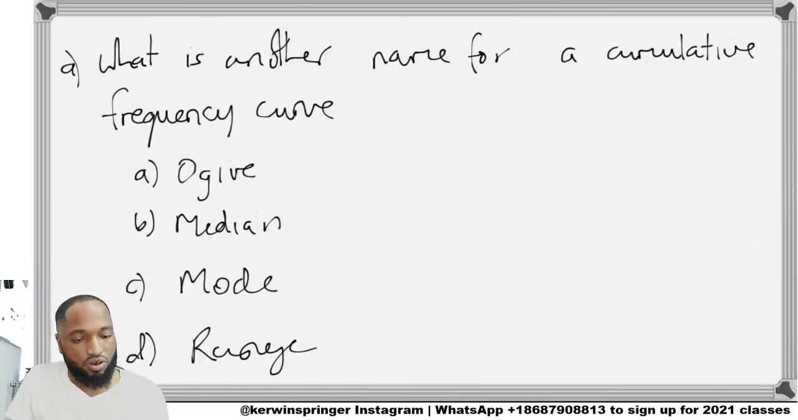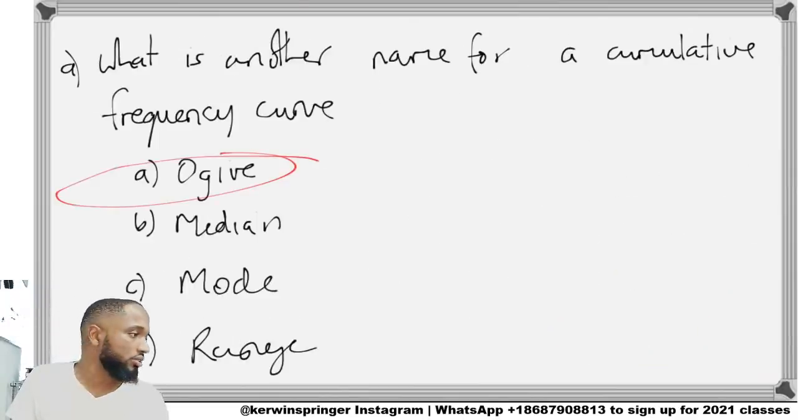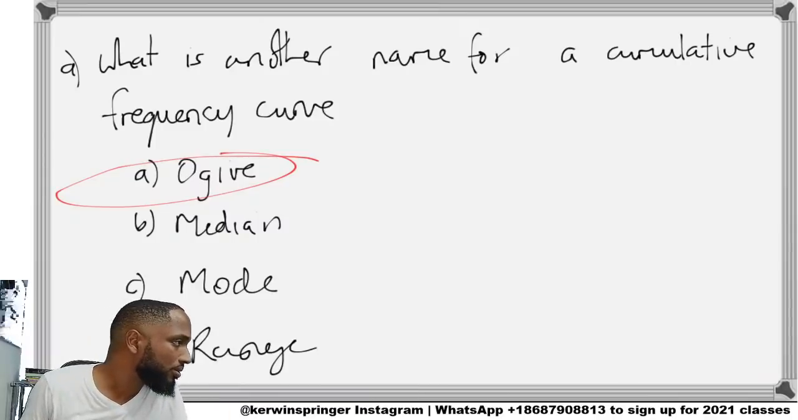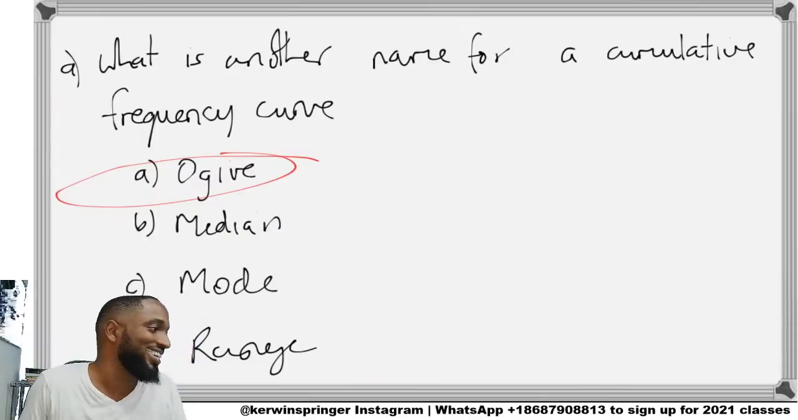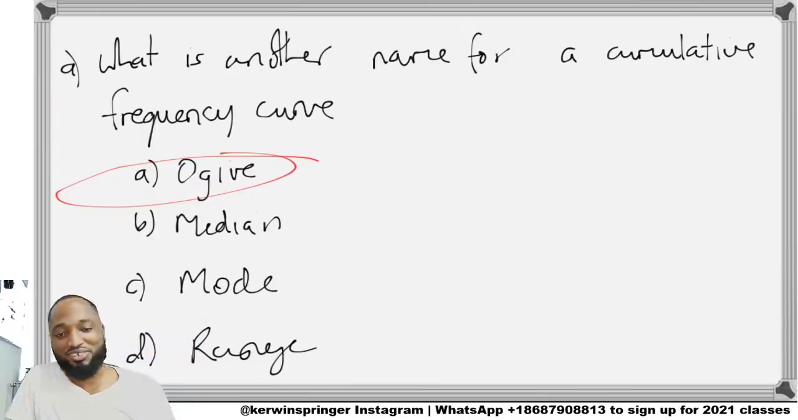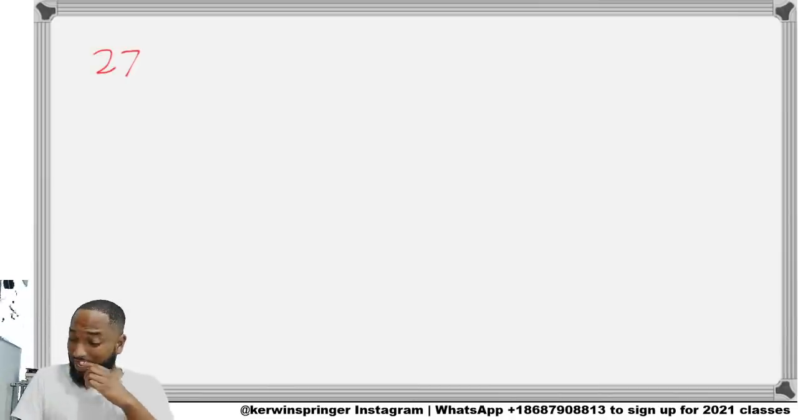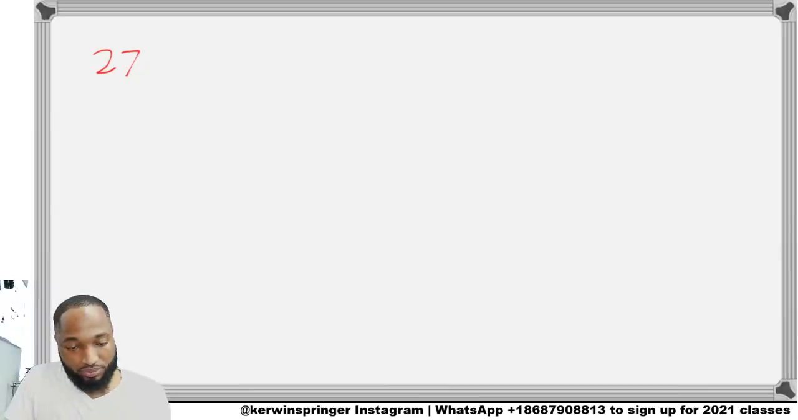Other name for cumulative frequency curve? Ogive. Somebody roasted it, I made a mistake. Students get frightened when teachers make mistakes. It happens, people, it happens. Slip of the mind, I've been working the whole day. 27. I have never seen a question like this before. There we go.